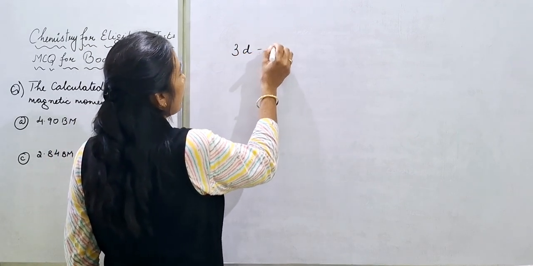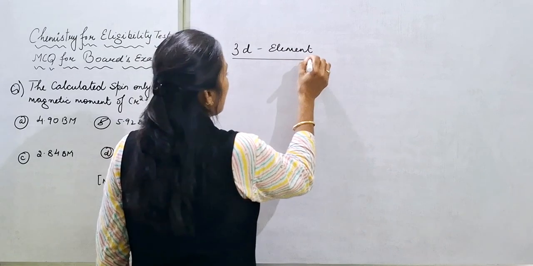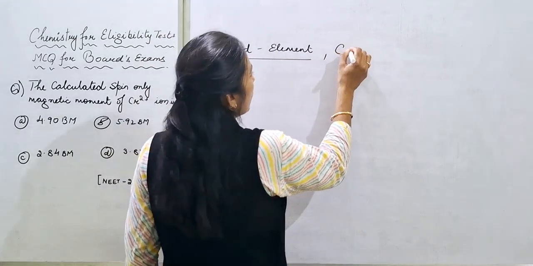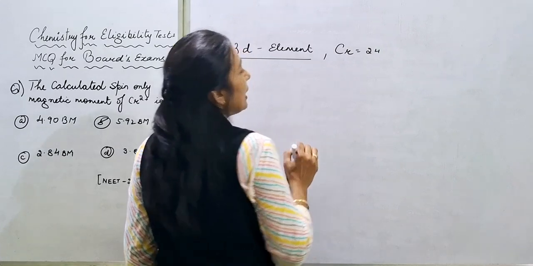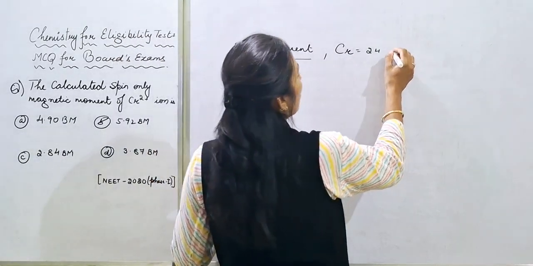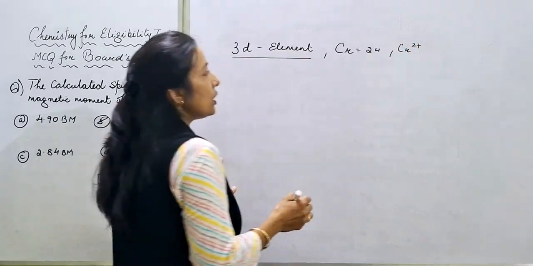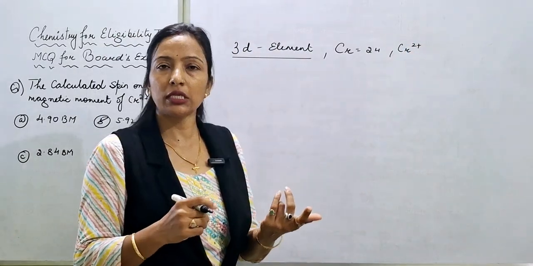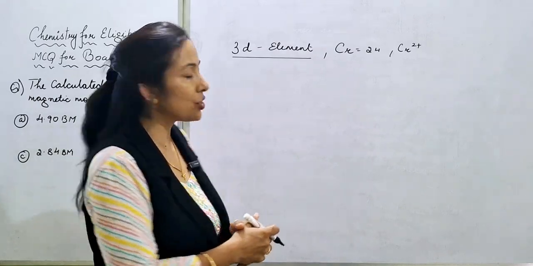It is a 3d element, and that is chromium with the atomic number 24. This is its atomic number, and here it is available in the second oxidation state. Now, if it is in the second oxidation state, first of all we must know how to write its electronic configuration.